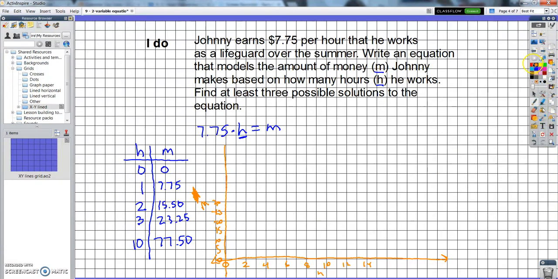So now I'm going to start putting these ordered pairs on. So my first ordered pair is 0, 0. If he works 0 hours, he makes 0 money. That's right where my 2 number lines intersect. He works 1 hour, he makes $7.75. So now I'm not going to nail this exactly, right? 1 hour, it's more than $5. It's less than $10. Halfway would be $7.50, so it's really close to halfway.